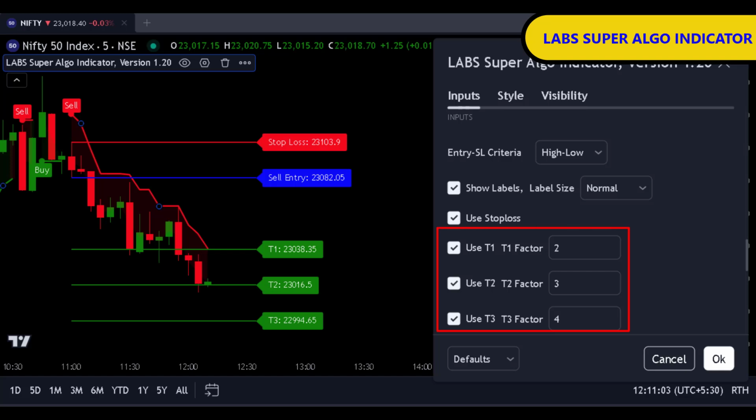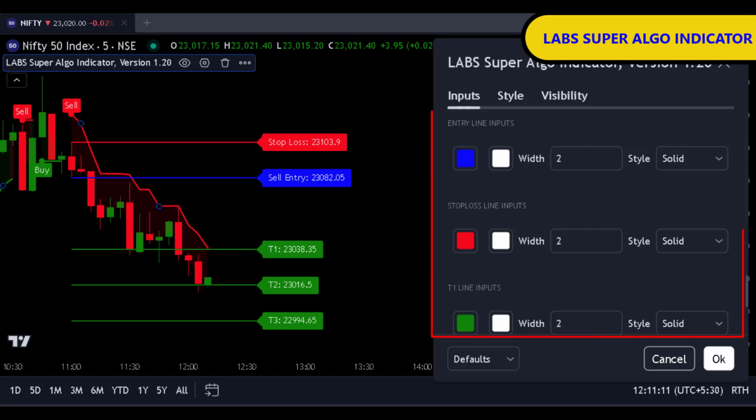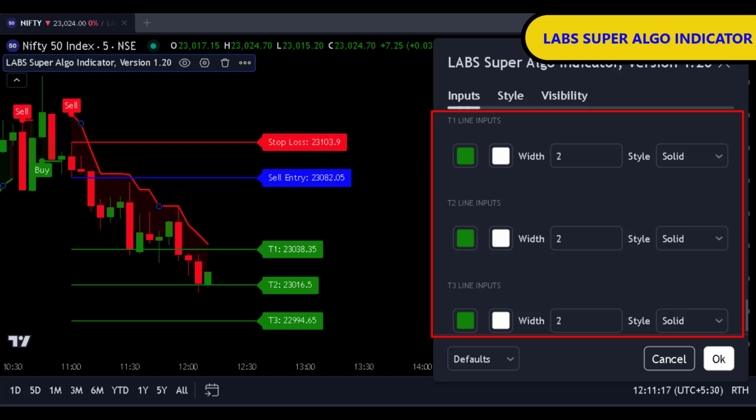From here, you can adjust the distance of the target levels from the entry point. As per your risk reward, you can adjust the target levels by modifying these factors. And finally, from here, you can modify the line color, line width and line style of the entry, stop loss and target levels. Okay. So till now, we have seen the information about the Labs Super Algo indicator that gives us the trade information of the current trade on the chart, upon which we have added this indicator.